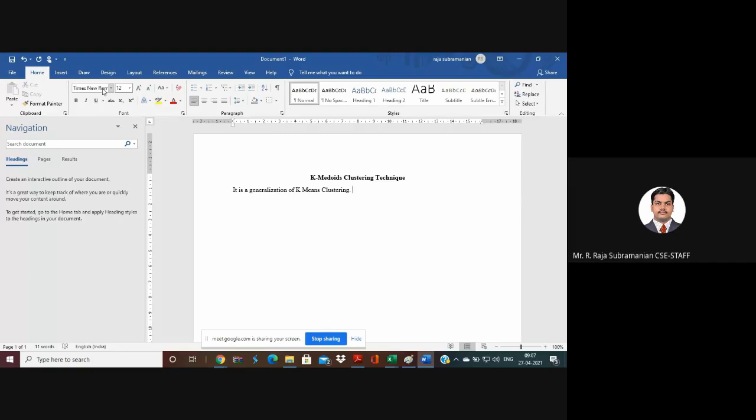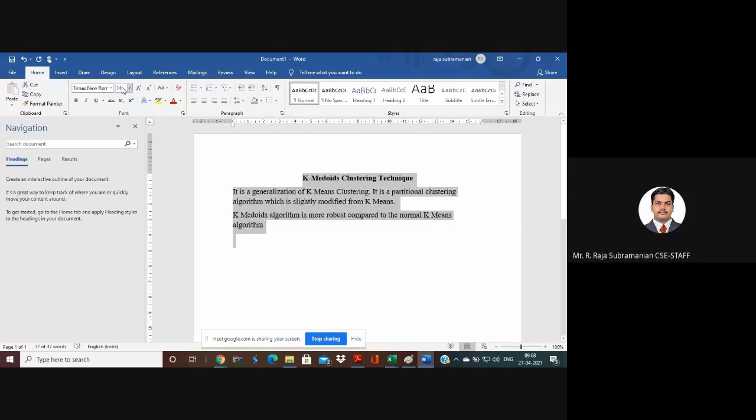K-means clustering is a partition-based clustering, and K-medoids is also going to be partition-based. It is a partitioning clustering algorithm which is slightly modified from K-means, but highly complex. Highly complex in the sense that it will take more time than the same problem solved using K-means. The K-medoids algorithm is more robust compared to the normal K-means, but the problem is that it takes more time for the algorithm to converge. So let us see this with an example problem on how K-medoids clustering works.